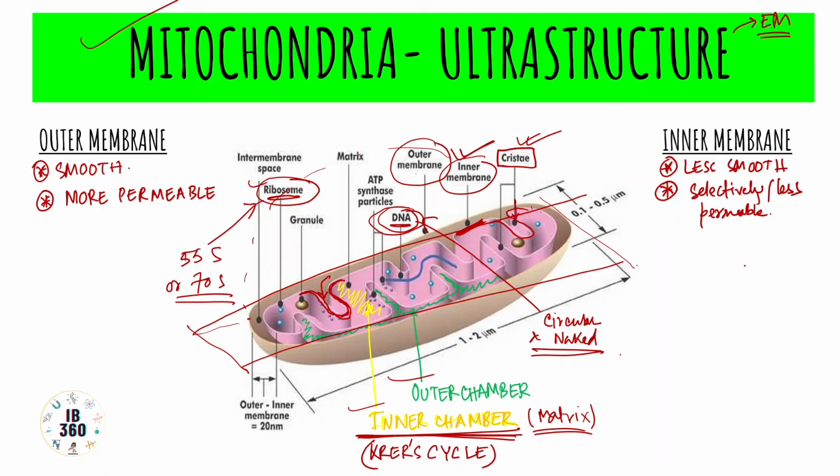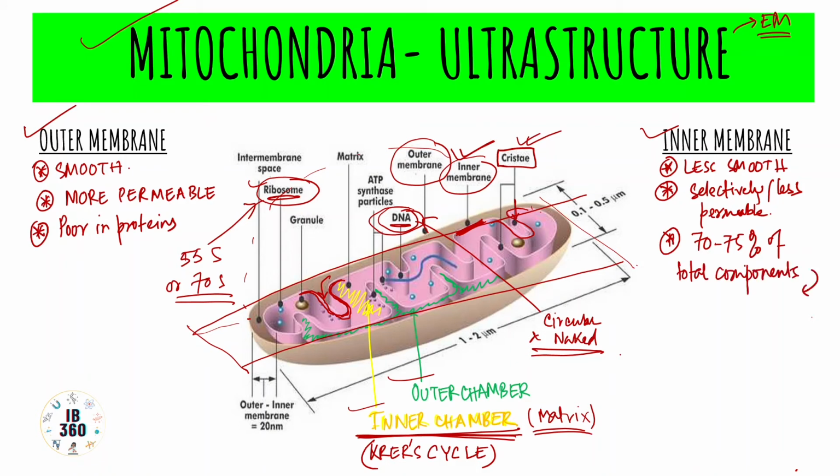We will talk about cristae in much more detail, but before that, another important point of difference between the outer membrane and the inner membrane, actually these three are enough. The third point is the availability of proteins. The outer membrane is poor in proteins, but the inner membrane has a lot of proteins, like 70 to 75% of total components are proteins.